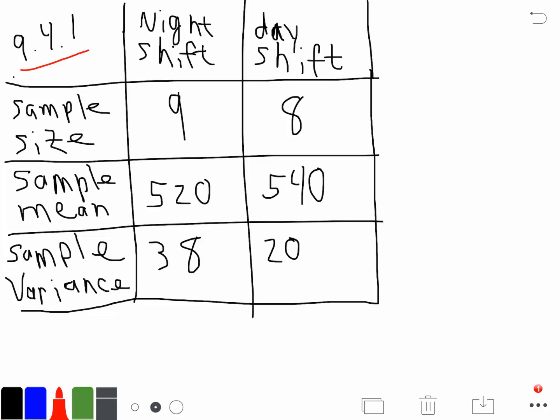It has been suggested that night shift workers show more variability in their output levels than day workers. Below you are given the results of two independent random samples, and it's given here. Make sure you do write this down.